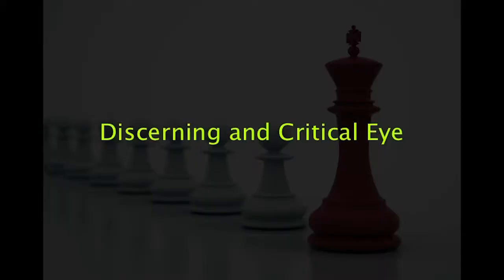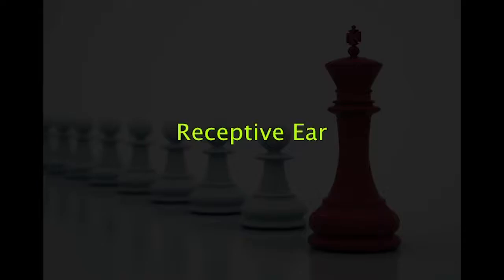Seventh, discerning and critical eye. The organizer should be able to look at the situation critically. Any situation has to be viewed through the eyes of the community carefully to find out its magnitude, symptoms and causes. Eighth, receptive ear. The organizer has to be an attentive listener, listening to the people and to their problems.